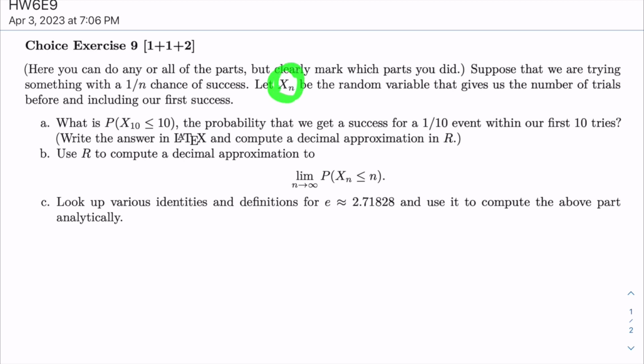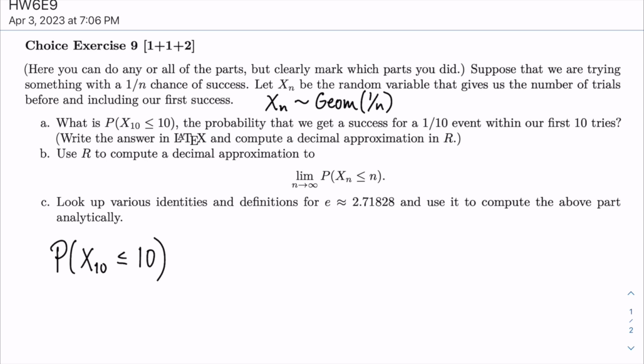So x sub n is going to correspond to this 1 over n, and it's going to be that random variable that gives us the number of trials before and including our first success. So if we want to, we can say that x_n is distributed like a geometric with parameter 1 over n. Okay, so our first question, A, is, what is P of x_10 being less than or equal to 10?